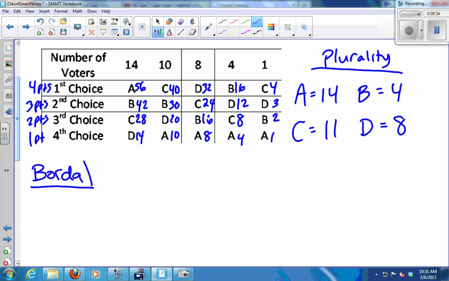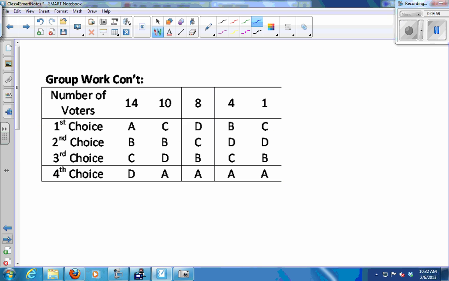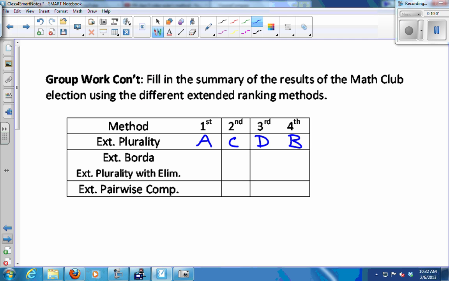Then we add up each candidate's points. So A, 79, B has 106, C, and D, 81. So first place goes to B, second place C, third D, and then A. So B, C, D, A is my ranking for Borda. So I'll go down here and I'll put B, C, D, A.